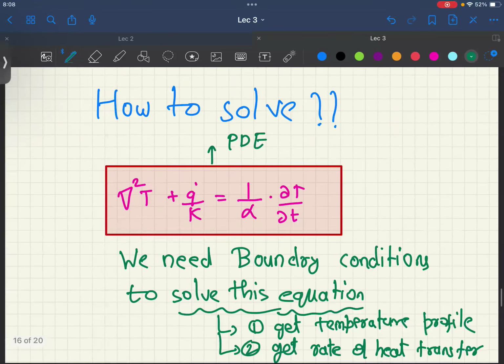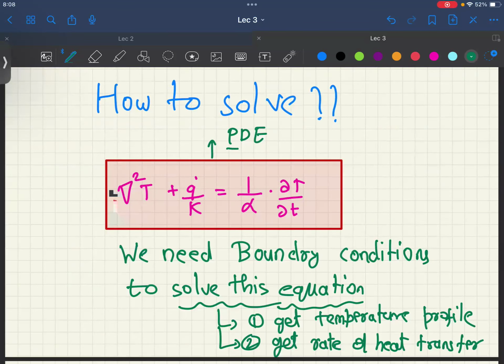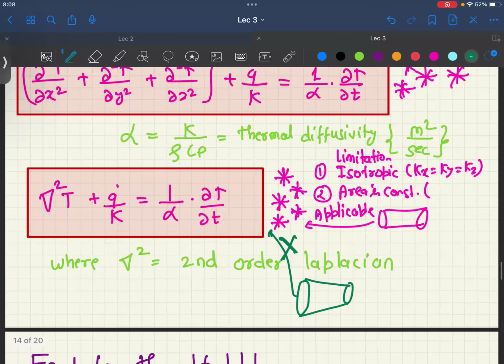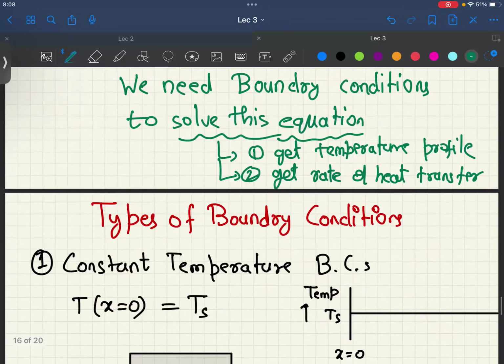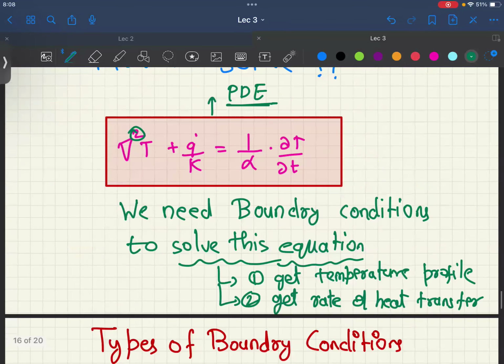So what is this? This is basically a second order partial differential equation, right? It has d2t, so to solve it, what do we need? We need an initial condition, that is, what is the temperature at time t equal to 0, and we need boundary conditions to define what the temperature is at the boundaries. Two boundary conditions we need, right? So we need boundary conditions to solve this equation, okay, to get the temperature profile. And once we get the temperature profile, we can calculate the rate of heat transfer.